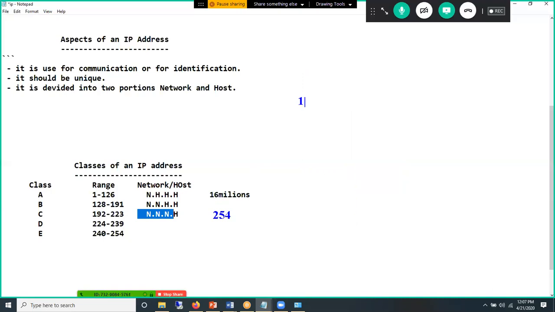Now, for example, 192.168.1.0. This is the network. The first IP in this network is 192.168.1.1. This is the first IP. Then I'll be giving the next IP 192.168.1.2. Then 1.3, then 1.4, then 5, then 6, up to how much? Maximum it goes to 254. Then after that 1.255.